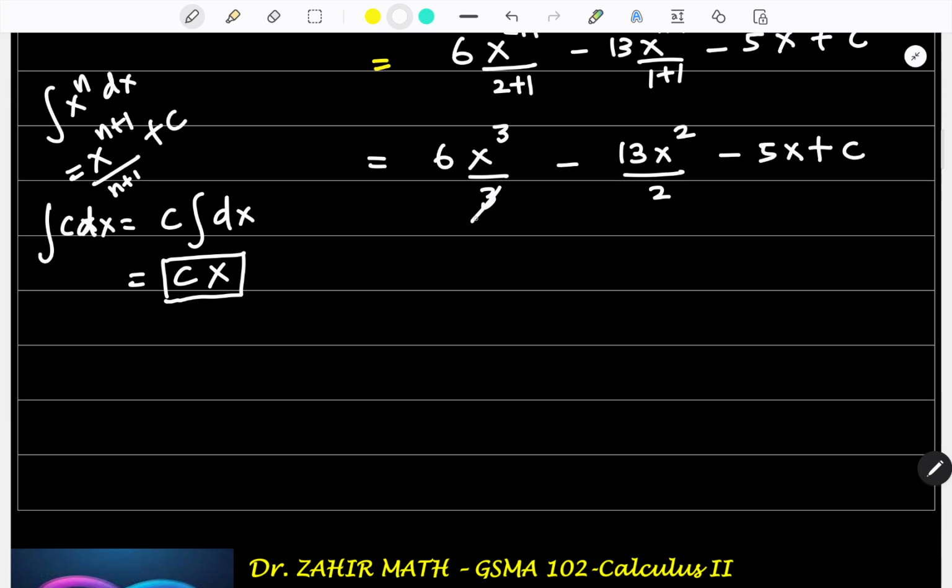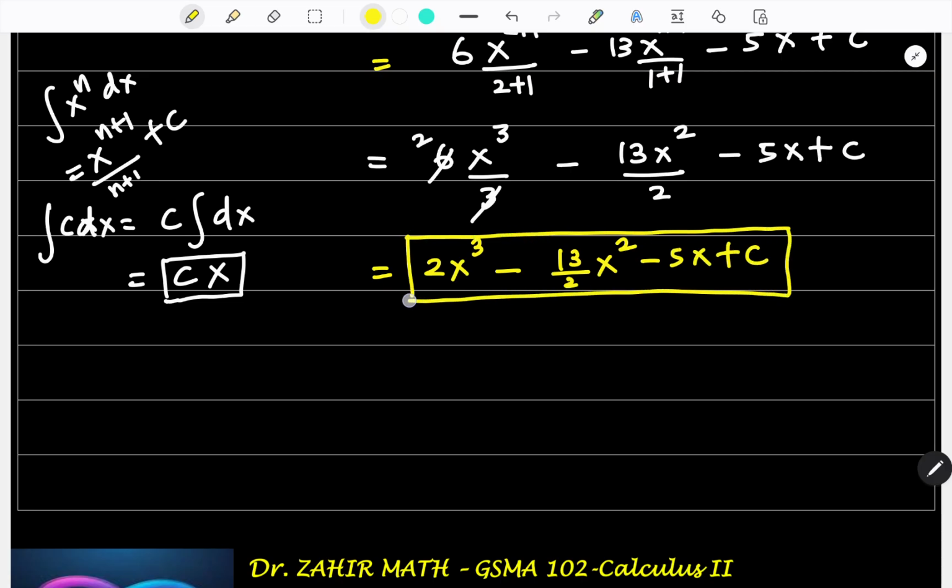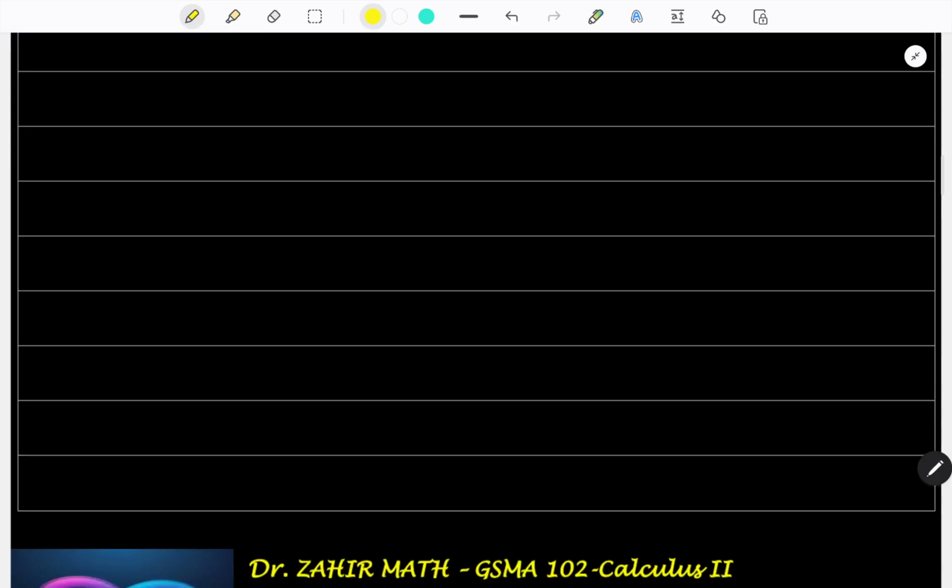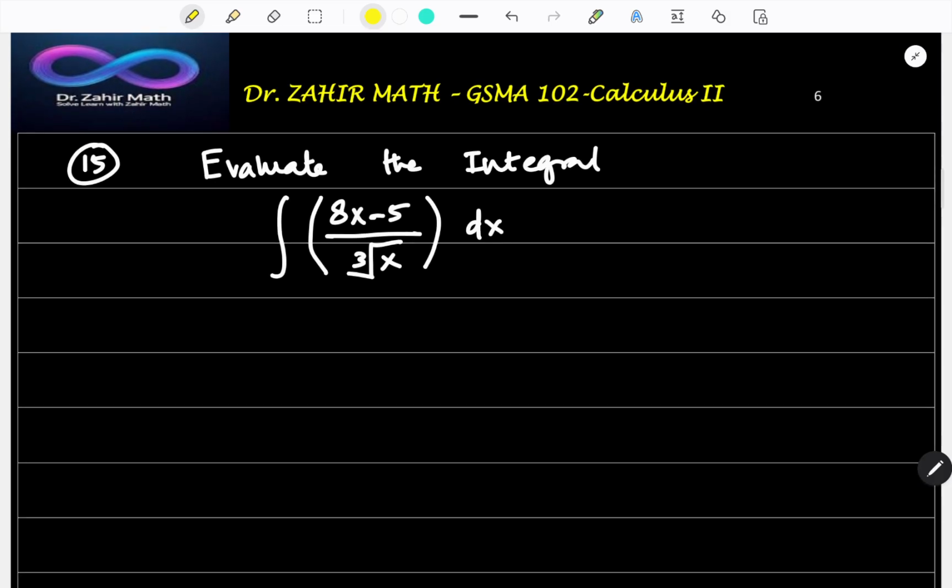So let me simplify. This 3 gets cancelled with this 2. So we get the answer, which is 2x to the power of 3 minus 13 over 2x to the power of 2 minus 5x plus integrating constant C. Clear, everybody? Very, very simple. Right. Let's go to the next question.